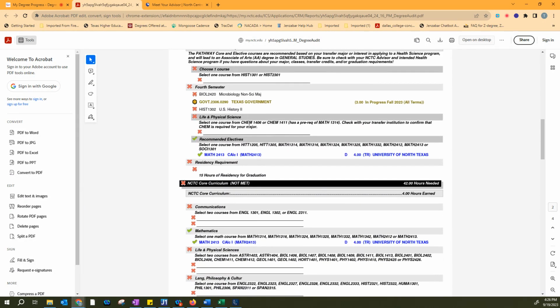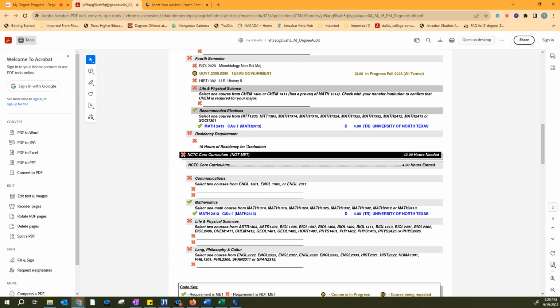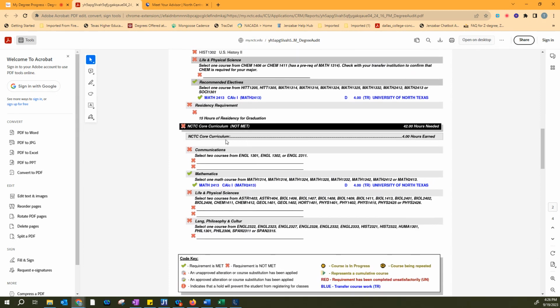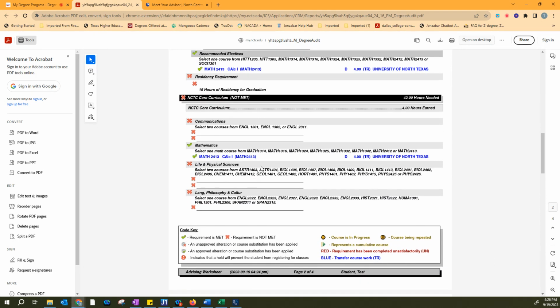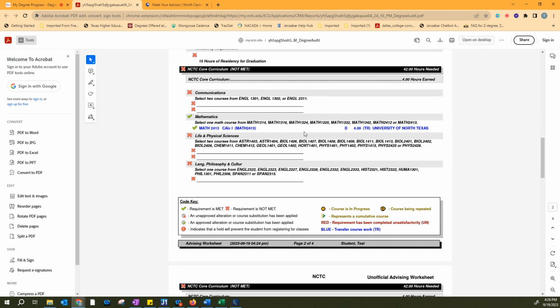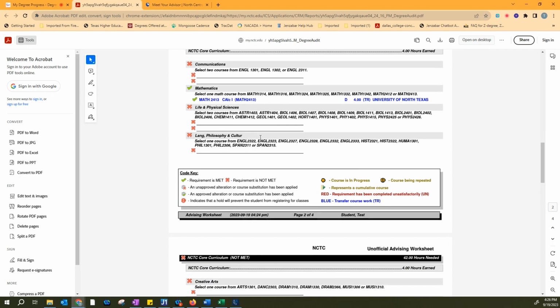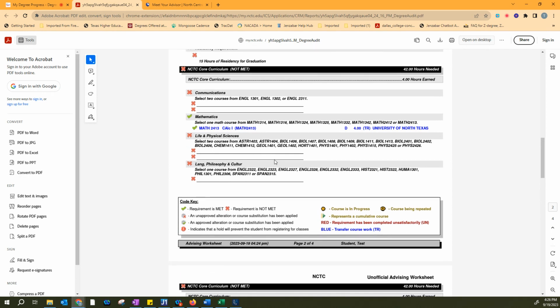So in addition to outlining the classes you need for your degree or certificate, every student has the core curriculum listed on their advising worksheet. The core curriculum goes with you if you transfer to any other public university or college in the state of Texas. If you are core complete or have completed core classes or a category at one public school, it would make you core complete in that same category at the next school.